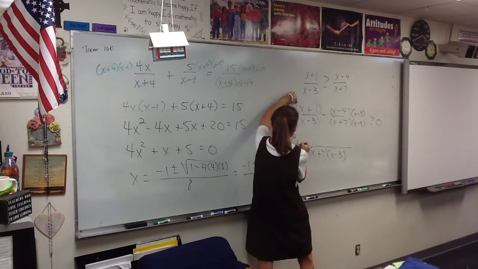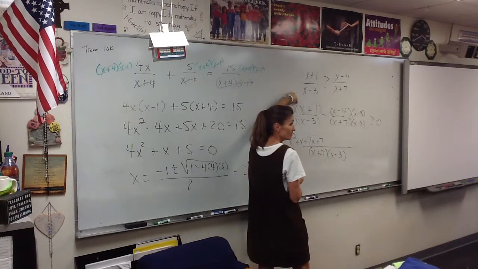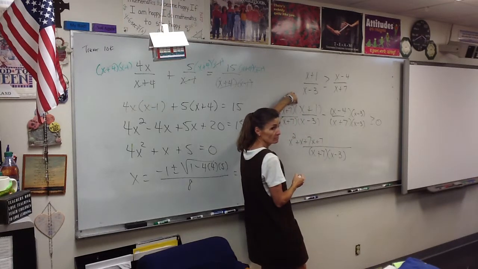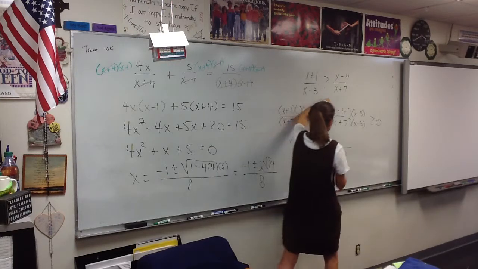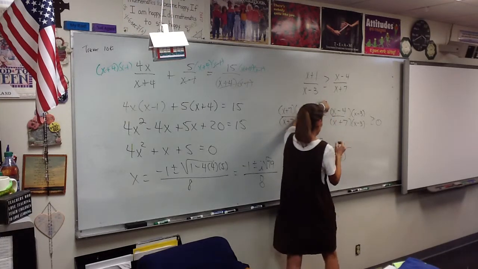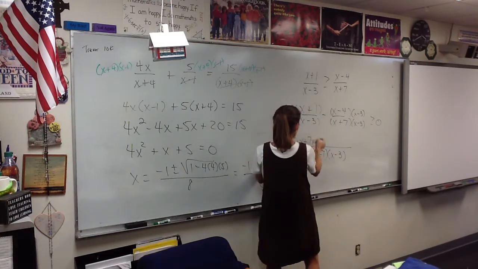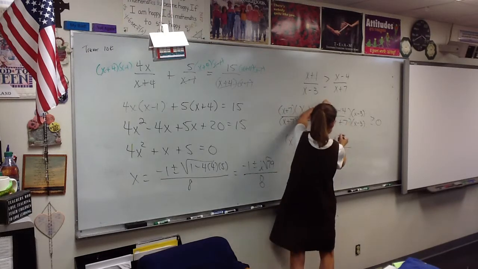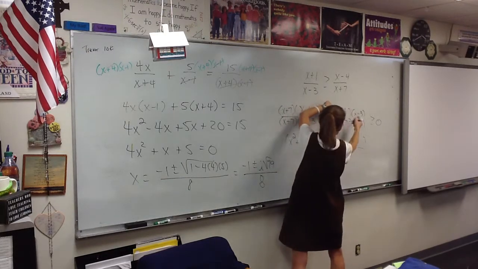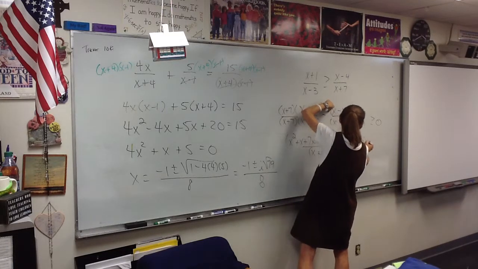X squared plus x plus 7x plus 7. Plus 8. Now here, now watch it. Did you do anything with that negative? This is just this one. I've done this one now. So I have this one. Now I'm going to subtract this one. So this is going to be x squared minus 3x minus 4x plus 12.